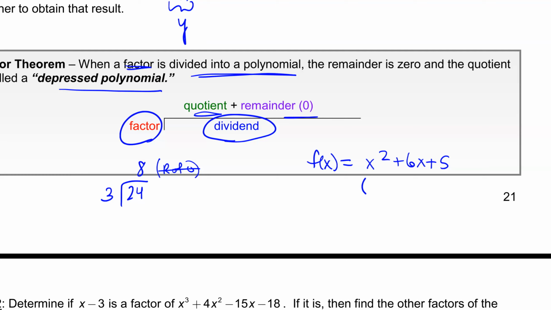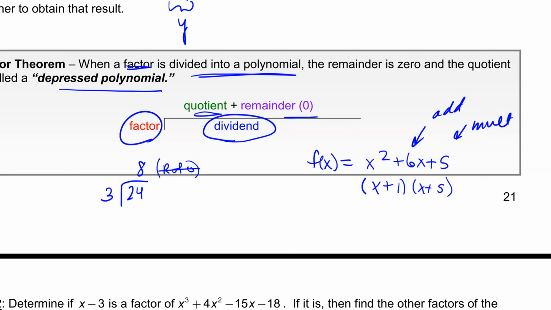Multiplies to 5, adds to 6. 5 and 1, right? So you're doing the opposite one. You're adding to the end and multiplying to the end. Okay, so remember we add to the middle, multiply to the end. So this is just going to be x plus 1 and x plus 5.